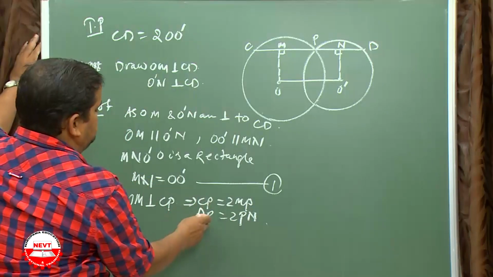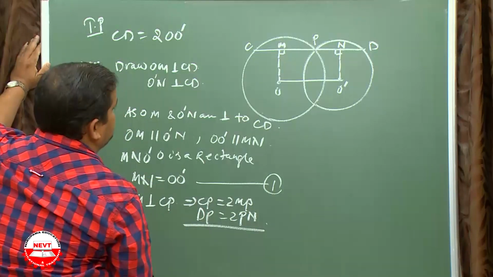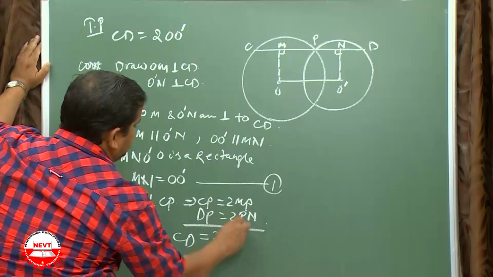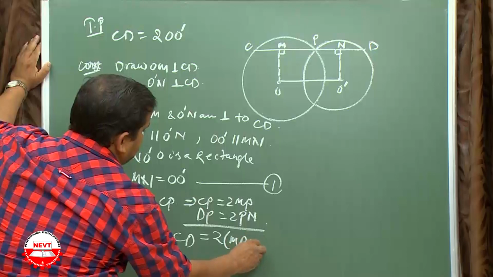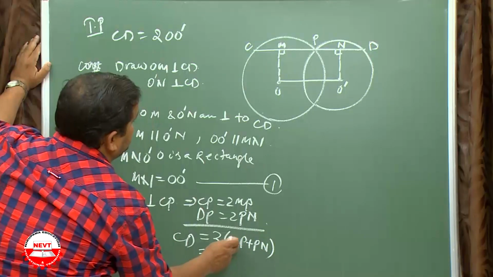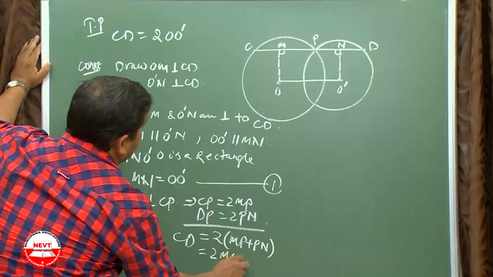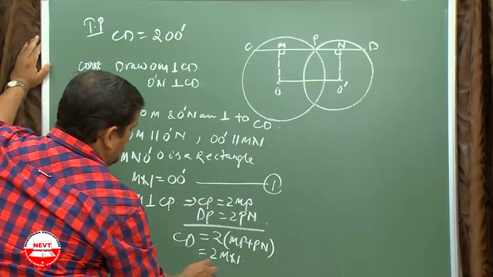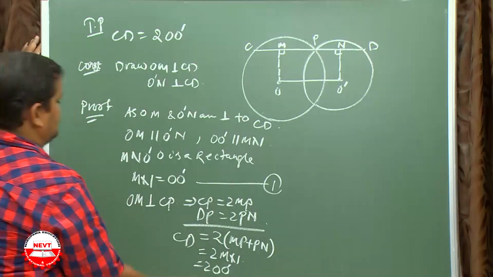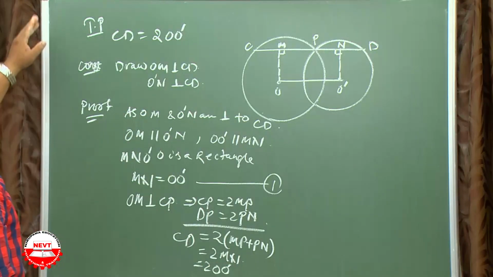So adding these two, CP plus DP, which is CD, is equal to twice of MP plus PN, means twice of MN. Okay? Or is equal to twice of OO dash, since MN is equal to OO dash. Okay? So you got your proof.